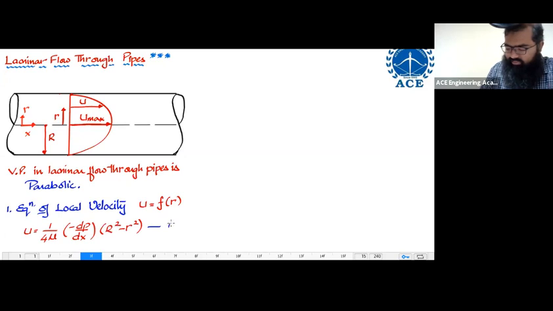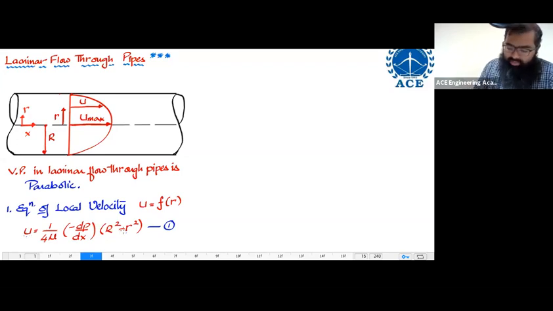Let me save it as equation number 1. This equation you are supposed to memorize. U is equal to 1 by 4 mu into minus dp by dx multiplied by capital R square minus small r square. Every term is clear to you. 1 by 4 mu is 1 by 4 times viscosity. Minus dp by dx, we have had a decent discussion about previously. It is the pressure gradient, a positive constant value. Capital R is the maximum radius, that is the wall radius, and small r is the radius at which you are checking your local velocity. I hope it is clear to you.